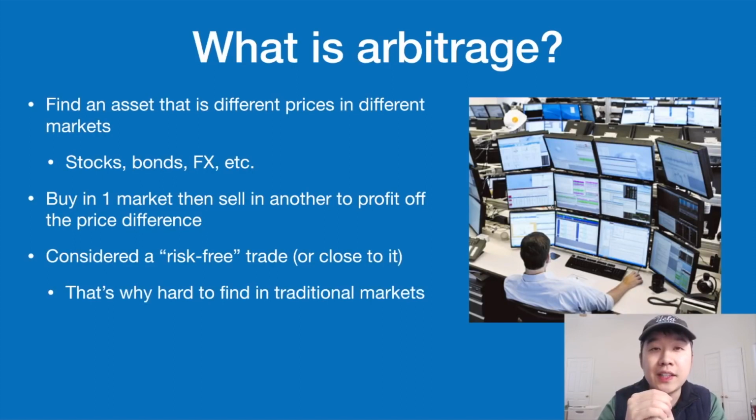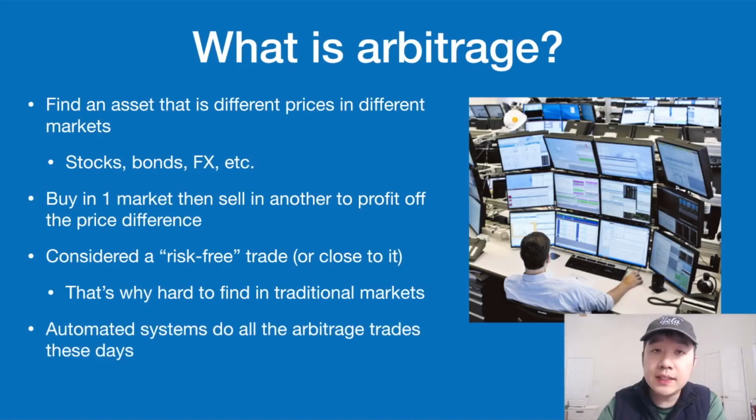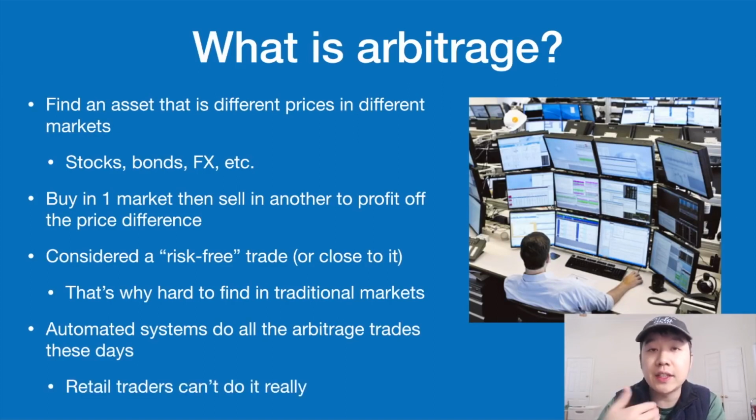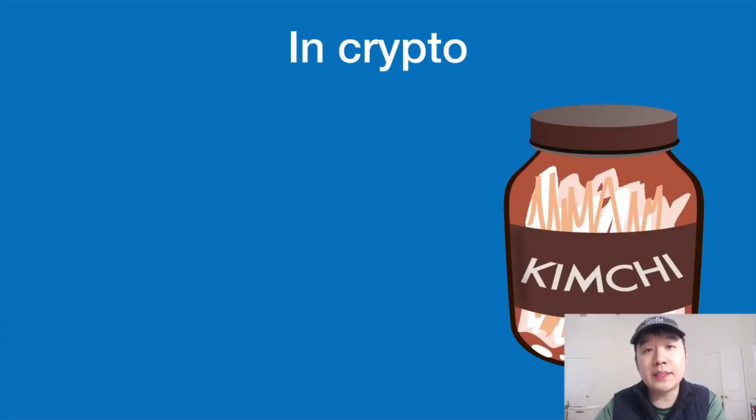That's why it's kind of hard to find in traditional markets, because it's an old technique and many people are already taking advantage of it or have systems in place. Automated systems do most of the arbitrage trades these days to keep price stable across markets. That's why retail traders like you and I can't really do this anymore. However, what about in the crypto world? Because this is quite a different market from the traditional ones.